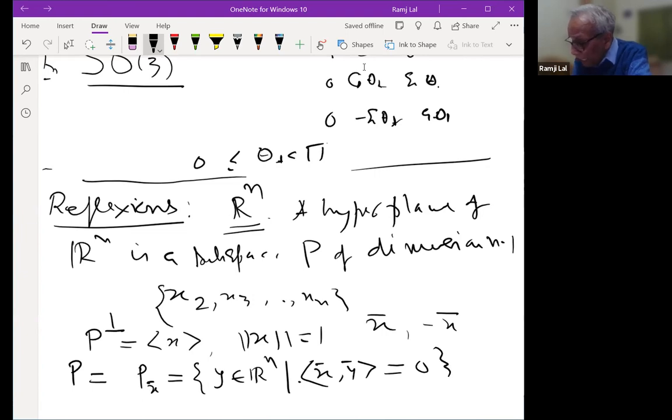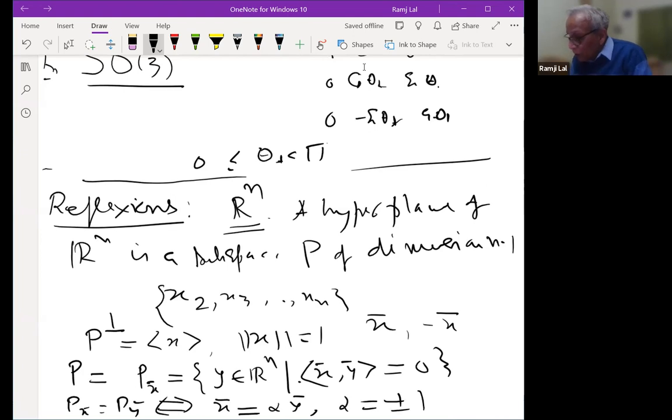So this is P any, and suppose x and y are such that Px is equal to Py and they are unit vectors. This will simply mean that x bar and y bar are proportionate, and since they are unit vectors, x bar equals alpha y bar, so alpha is equal to plus or minus 1. So given any hyperplane, there are only two unit vectors which are perpendicular to it. So that is Px here, the orthogonal vector.